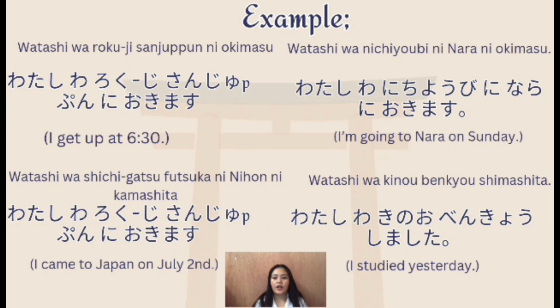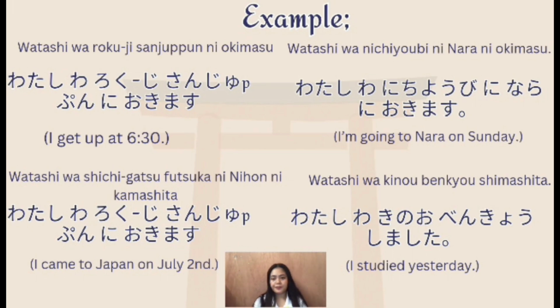Dito naman, watashi wa shichigatsu futsuka ni nihon ni kimashita. In English, I came to Japan on July 2nd. Dito naman ni is ginagamit with the date July 2 kung kailan ito dumating sa Japan, which is July 2.